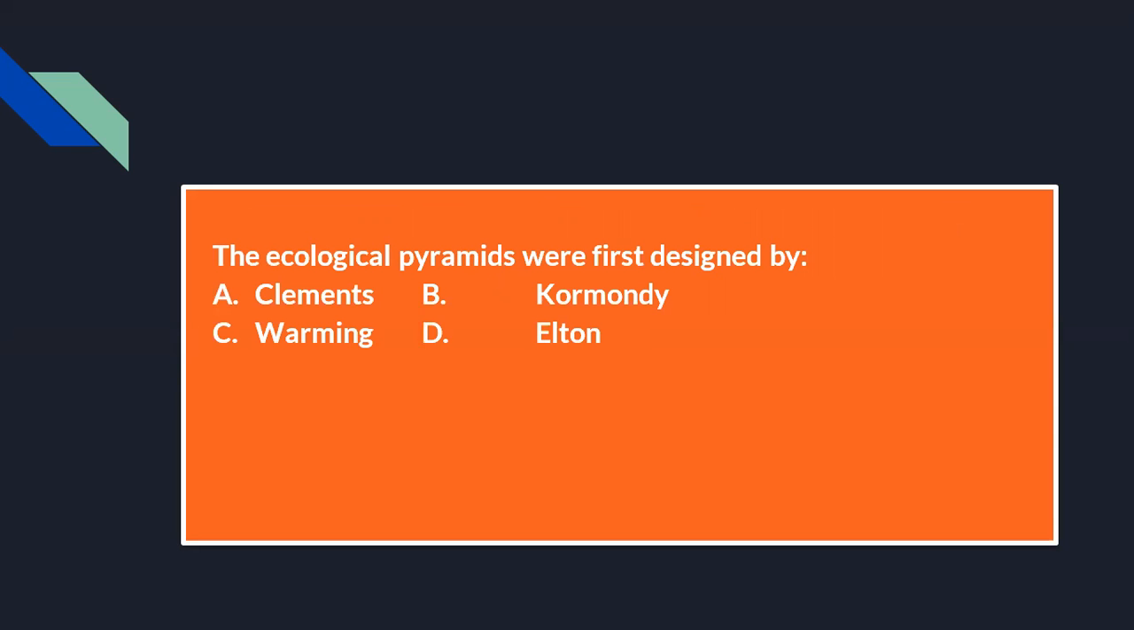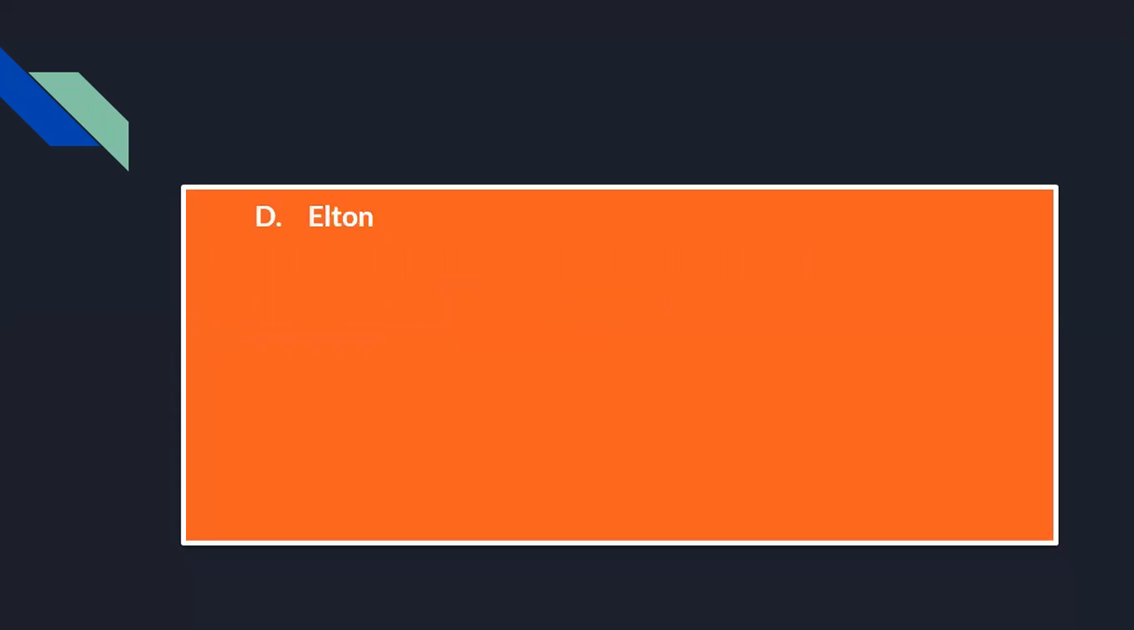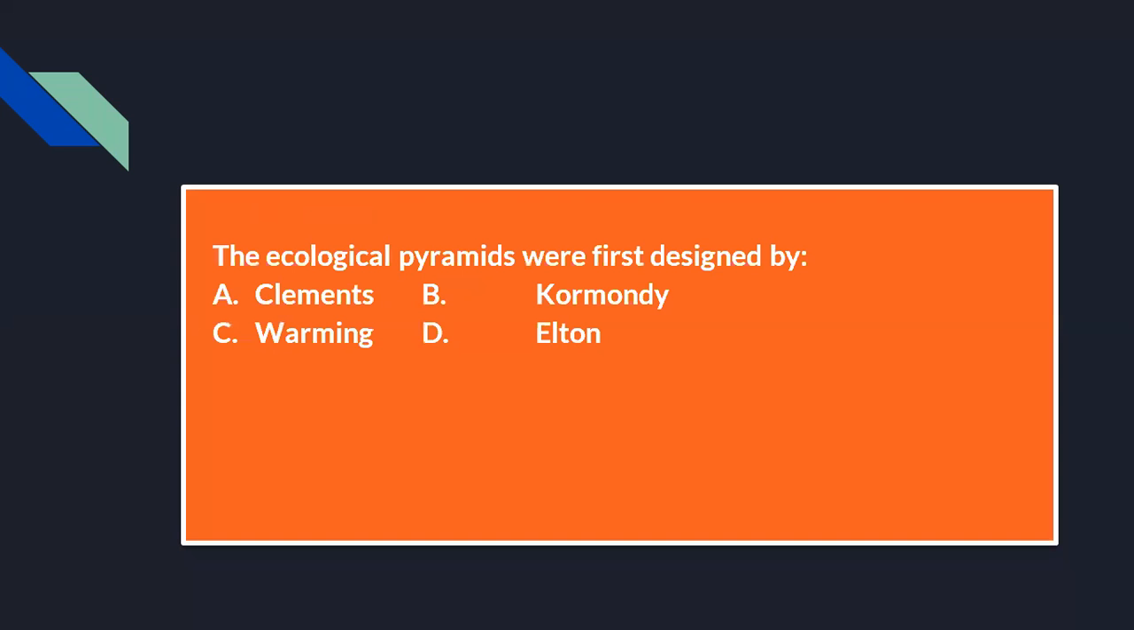Okay, then the next question is, ecological pyramids were first designed by and the option A, Clements, option B, Koromandi, option C, Warming, and option D, Ilton. This type of question is obviously asked at least one and two, that who is the father of ecology, and now who first designed ecological pyramid. So the ecological pyramids were first designed by Ilton. That is option D is the correct answer. So we should remember that Ilton first designed the ecological pyramid.